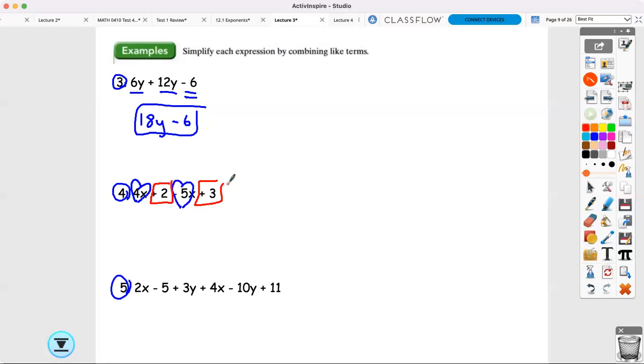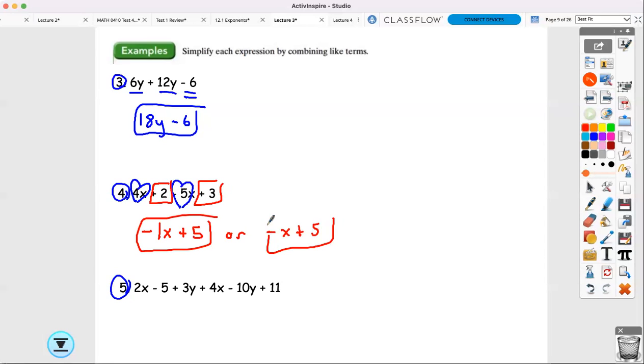Now 4x, was it a +5x or a minus? I can't even see right now. It was a minus. It was a -5x, right? So 4x minus 5x is -1x. +2 plus 3 is +5. And we're done. Now, another way to write this is that the 1 can be invisible, so you can also say -x plus 5, because the 1 is invisible. So they're both accurate, class.